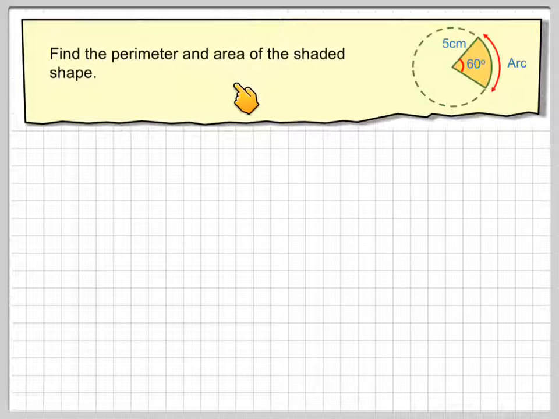Find the perimeter and the area of the shaded shape. So the perimeter here of this thing here is actually called arc length. The area, this shape, is actually called a sector.